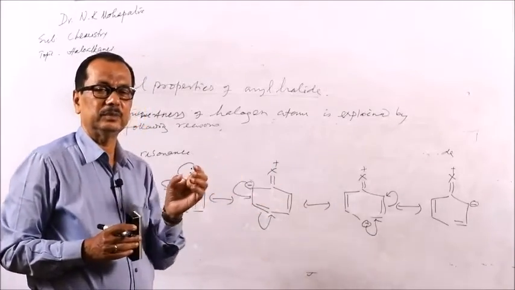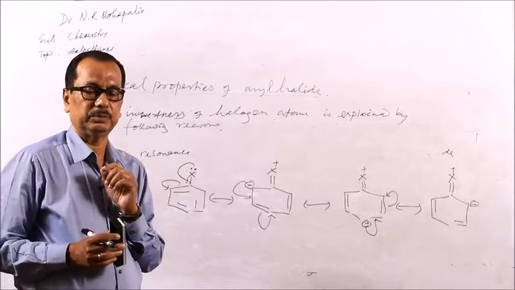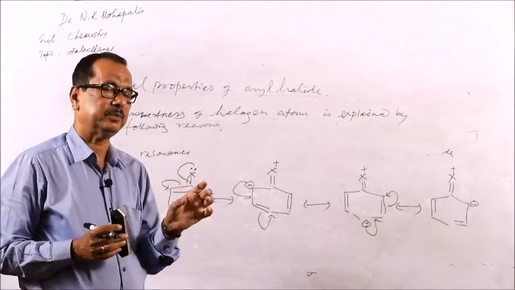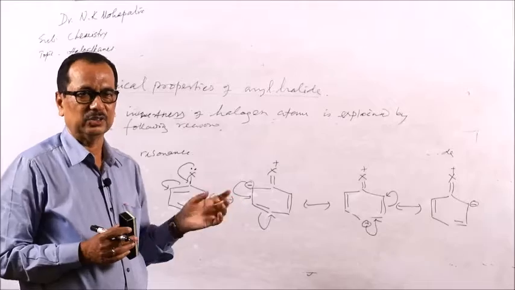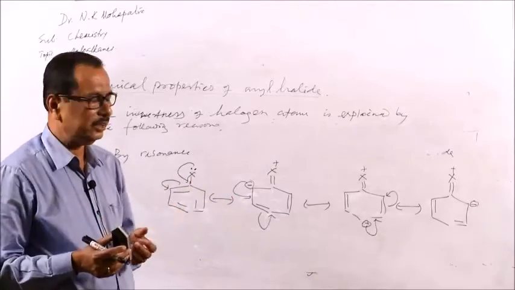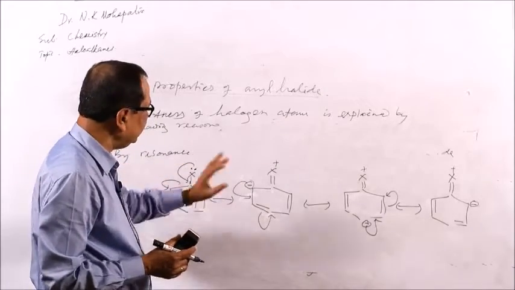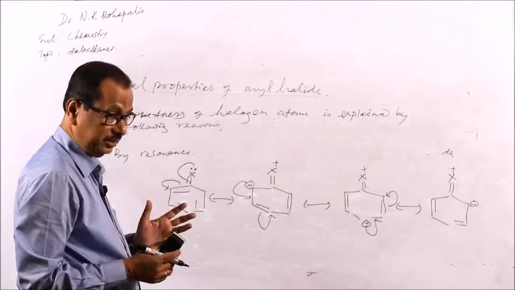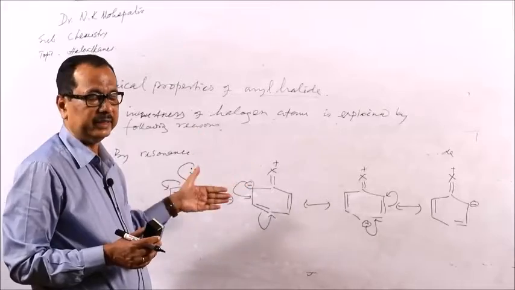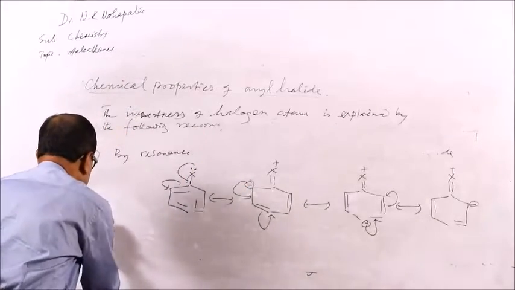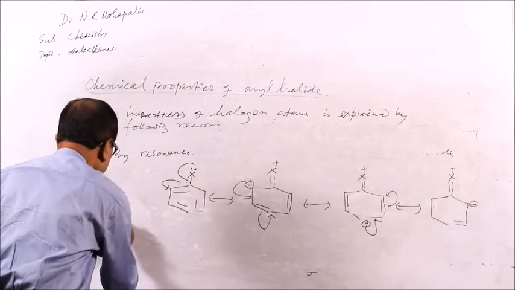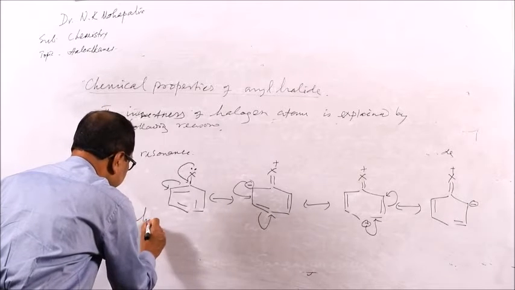As you know, the bond energy of a triple bond is greater than that of a double bond, which is greater than that of a single bond. So where a double bond is there, a higher amount of energy is required to replace this halogen atom. This is one of the reasons why the halogen atom is not easily replaced by any nucleophile in the case of aryl halide.